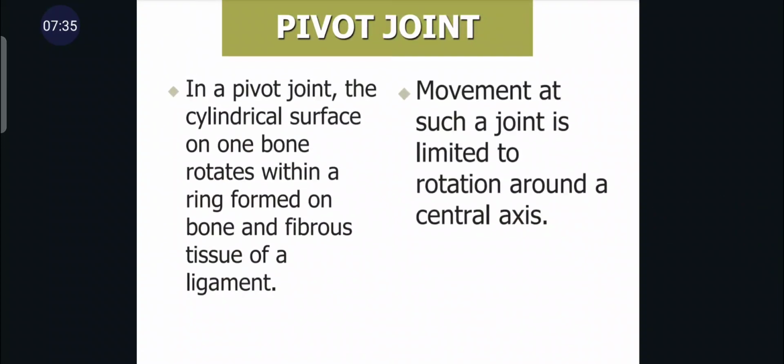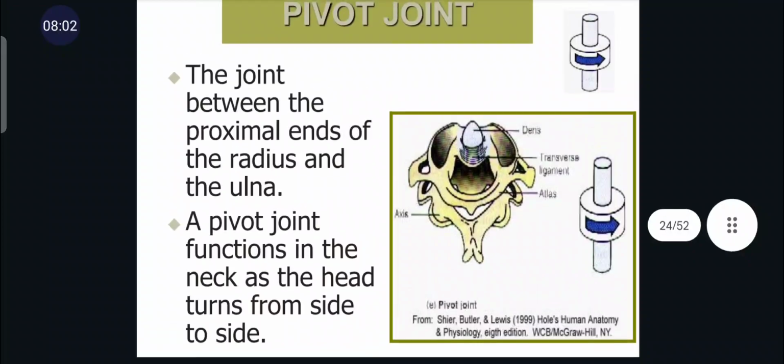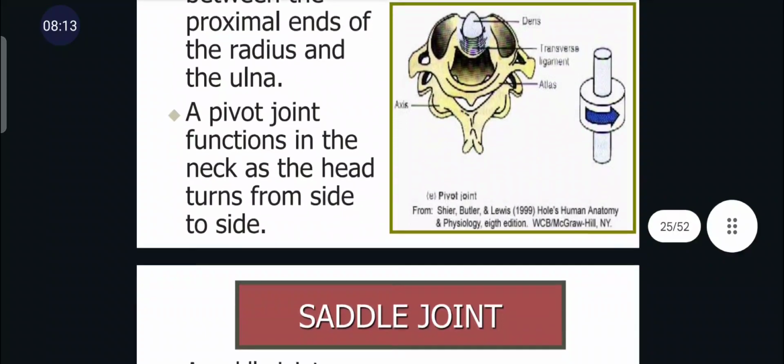Pivot joint. In this joint, the cylindrical surface of one bone rotates within a ring formed by another bone and the fibrous tissue of a ligament. The movement of such a joint is limited to rotation around a central axis. So there is a pivot around which the rotation of the bone takes place. This is the joint between the proximal ends of the radius and ulna. A pivot joint is also the joint between the atlas and axis. This functions at the head and neck as the head turns from side to side and up and down.